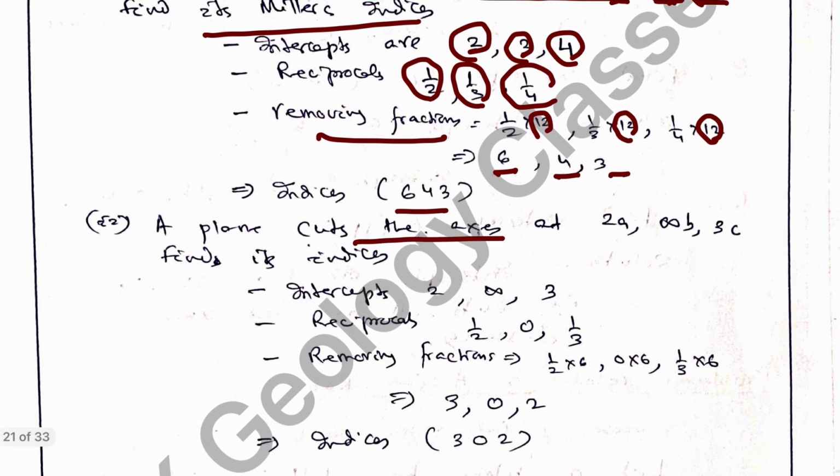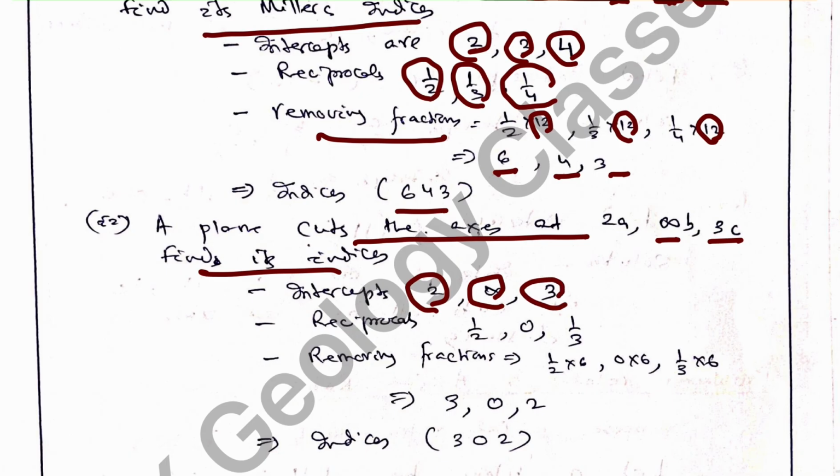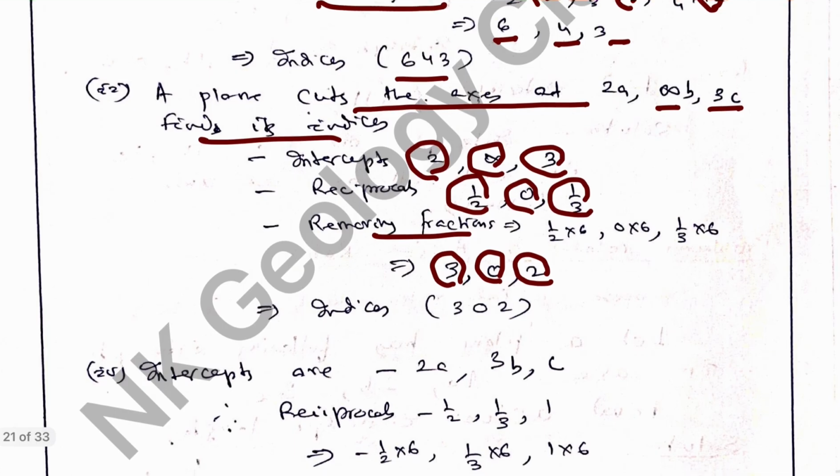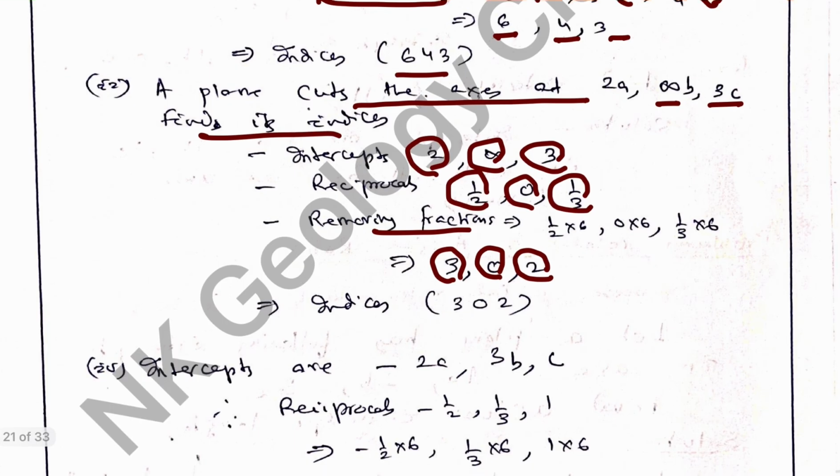Similarly, if a plane cuts the axes at 2A, infinite B and 3C, its indices can be found in the following way. The intercepts are 2, infinity and 3. If we take the reciprocals, it becomes 1/2, 0 and 1/3. When you remove the fractions, it becomes 3, 0 and 2. So indices for a face having intercepts 2A, infinite B and 3C become 3 0 2.